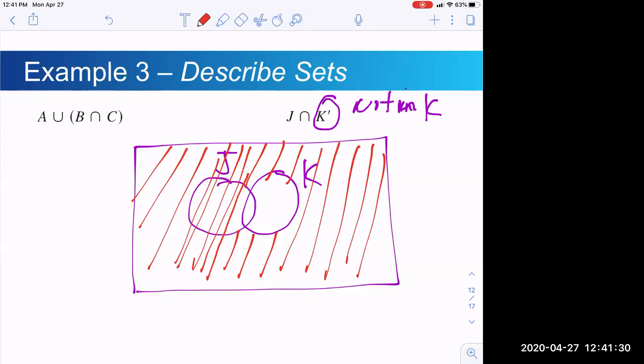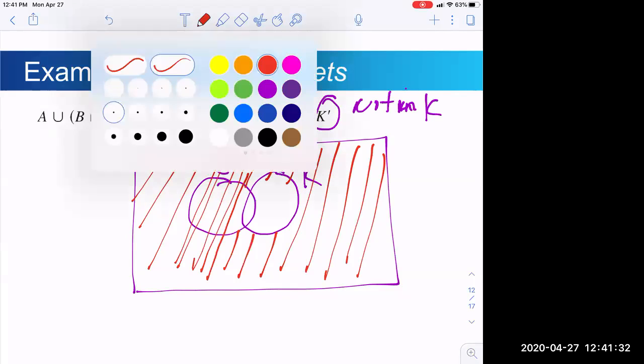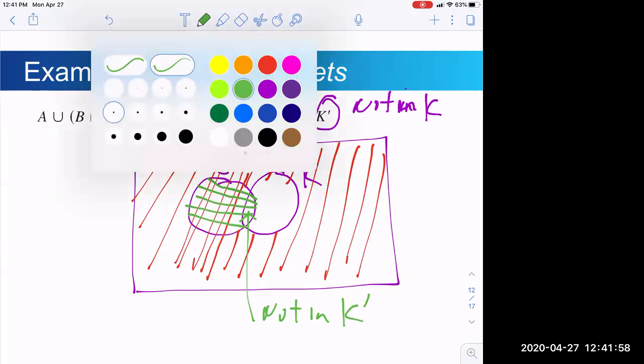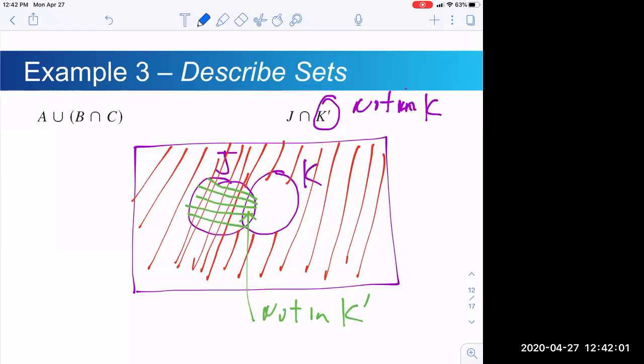Now, I want to intersect that with J. So everything that's in J, I'll make green. Notice it has this little part of K in there. But this is not in the complement, it's not shaded red. So if you look at just the double crosshatch, which maybe I can actually throw another color in here, blue, the stuff that's in the double crosshatch is just this. And that is J intersect the complement of K.